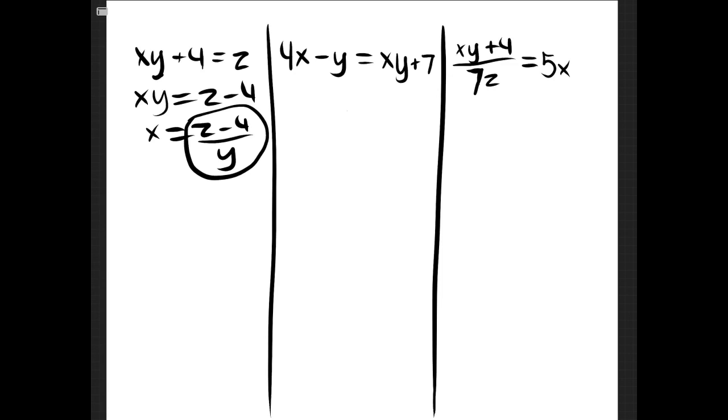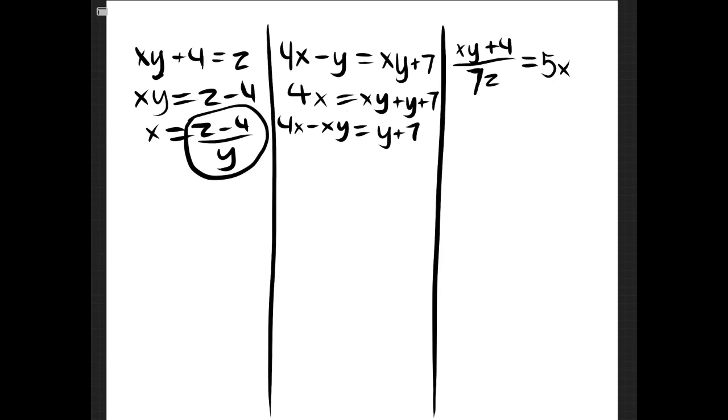Now, for the next one, it's a little bit more tricky, but what you have to do is you have to use the distributive property. So we have 4x minus y. So first thing we're going to do is take the y to the other side. Because this left side is going to be our x side, and then the other side is just all the other stuff. So we have 4x equals xy plus y plus 7. And then we have to subtract xy because that's an x right there. We need to take the x's to the other side. So we have 4x minus xy equals y plus 7.